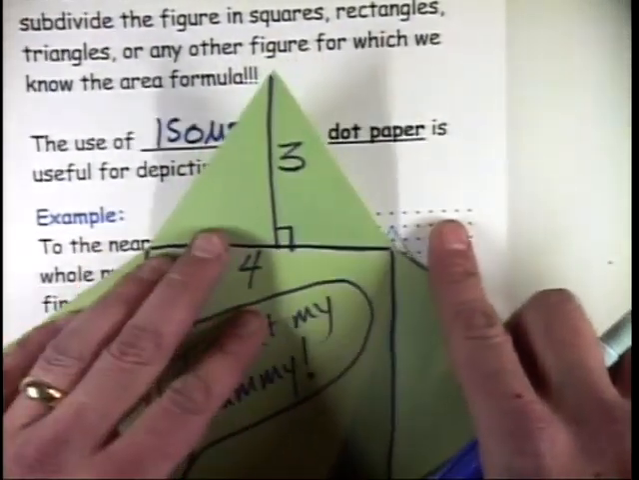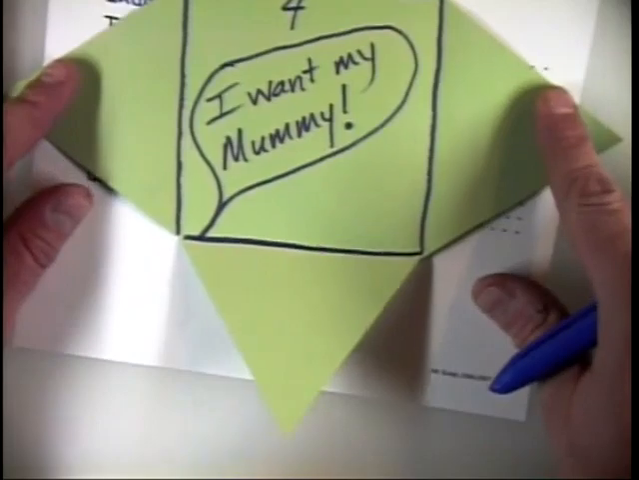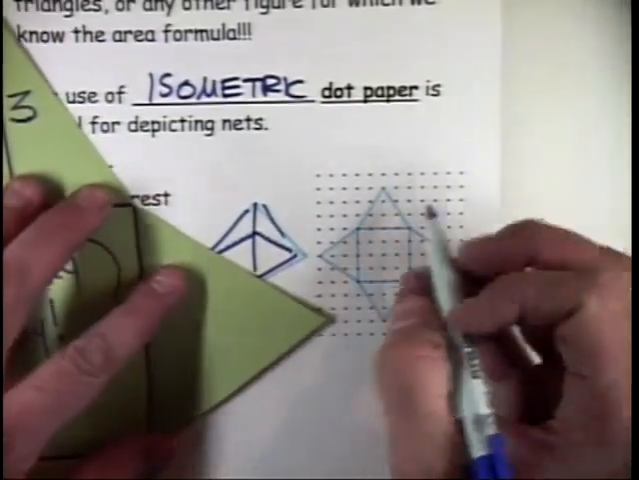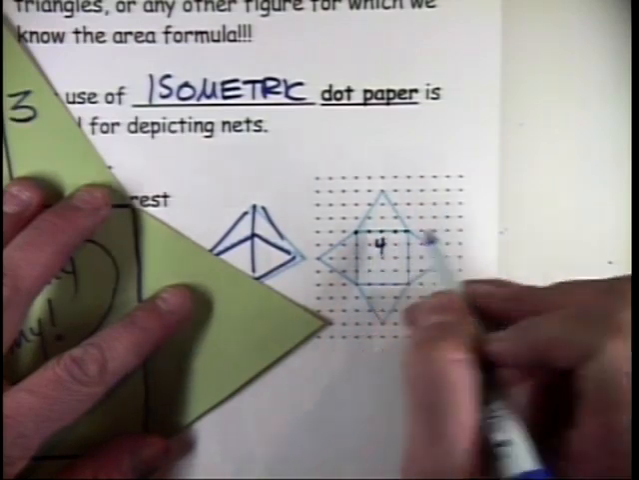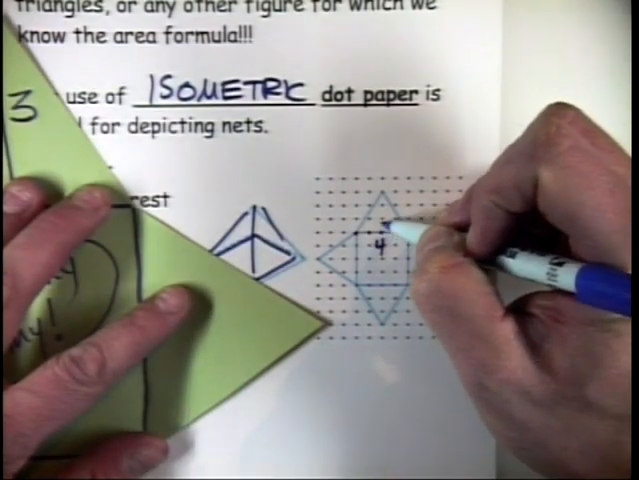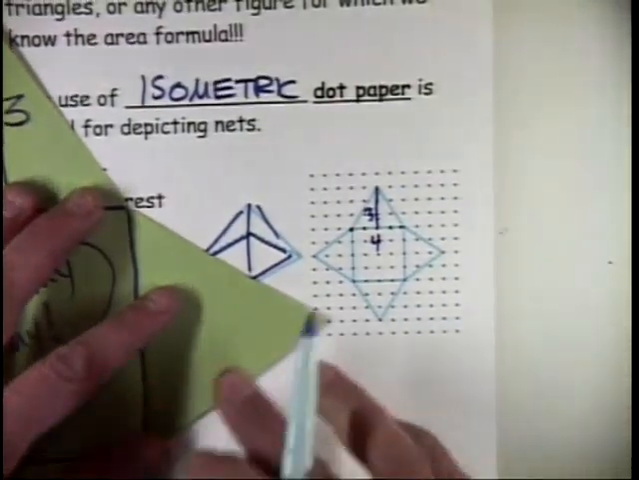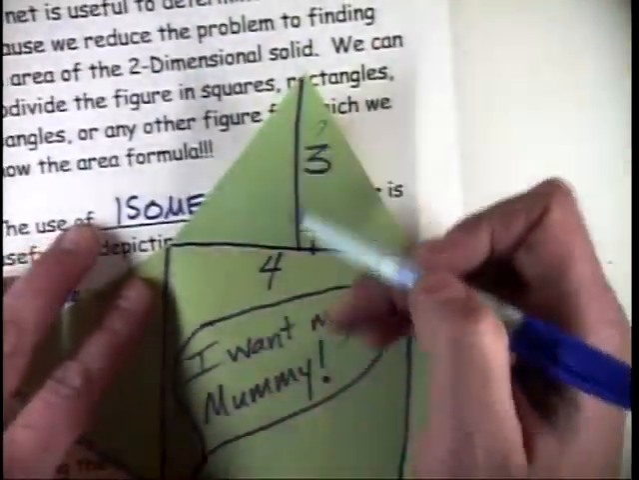Okay. How do we know that this is 3 and 4? This is the same depiction that I have right here, but the isometric dot paper allows us to count. So we count the number of dots. 1, 2, 3, 4. So this is 4, and the altitude is 1, 2, 3. So the triangle is 3. And so that's how I came up with these dimensions here.